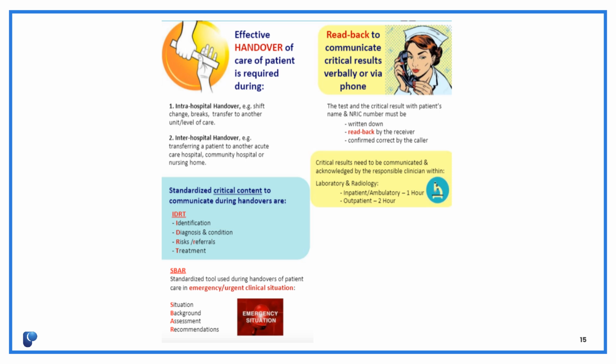Aside from that, we can talk about improved effective communication verbally or via phone, especially when communicating critical results. So, if you are informed with critical results, write it down. Don't just listen over the phone. Write it down, read it back to the receiver, and reconfirm it. The caller needs to reconfirm it.